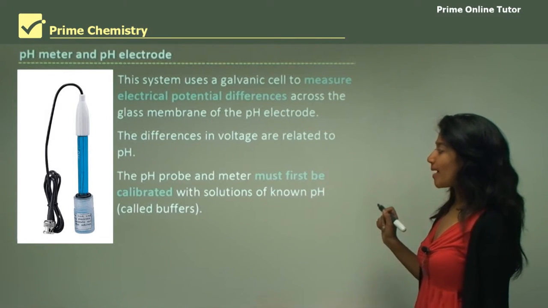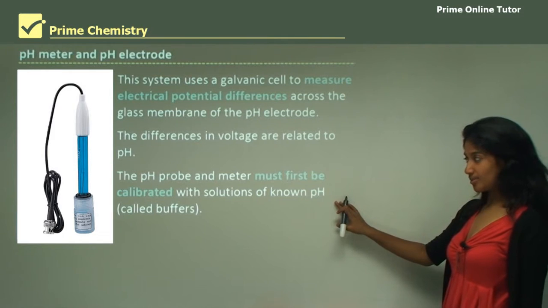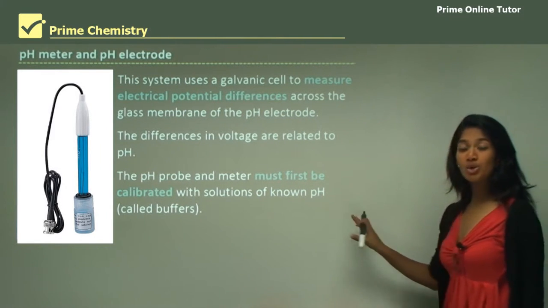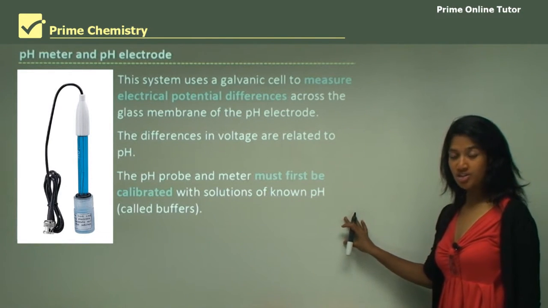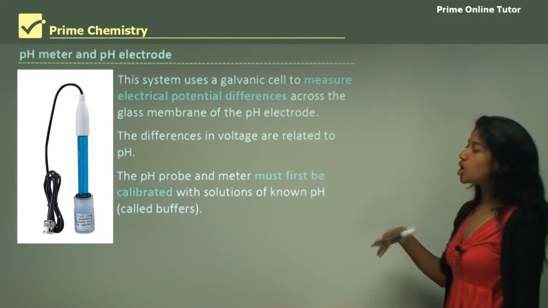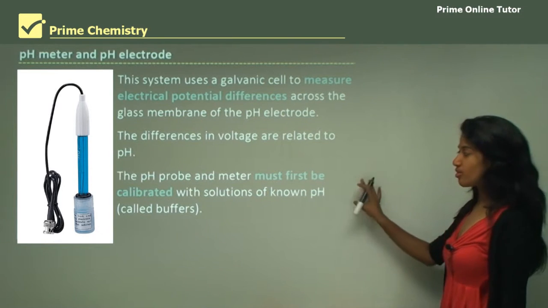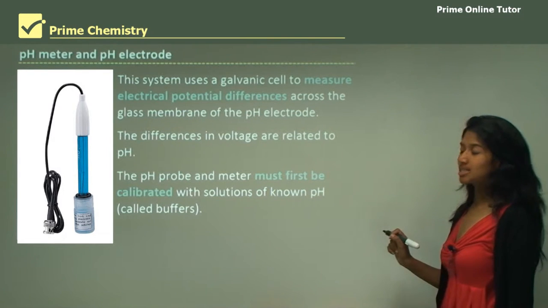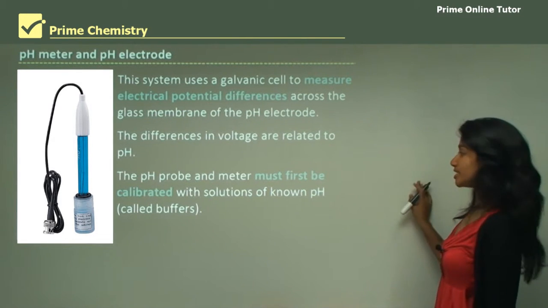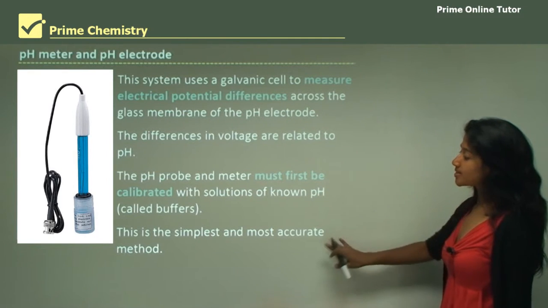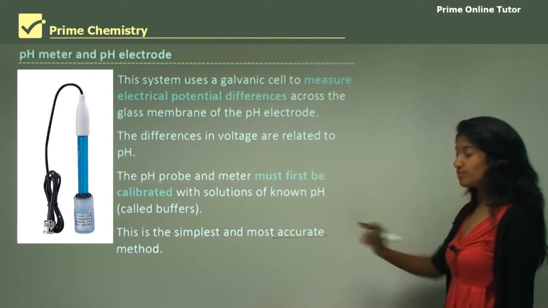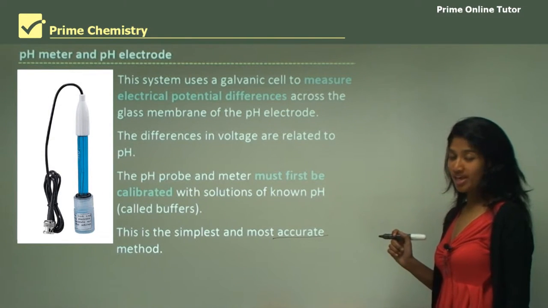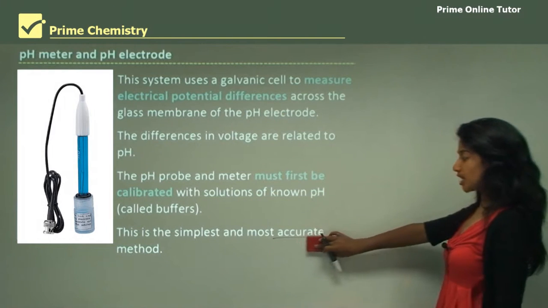The pH probe and meter must first be calibrated with solutions of known pH. So for example, you would use distilled water at room temperature, that is 25 degrees Celsius, to calibrate it to 7 so that your pH probe or meter is calibrated before using. And this is a step that you should take before you do your experiment. This is the simplest and the most accurate method. It gives you a pH reading to 1 decimal place, which is quite accurate compared to the other methods.